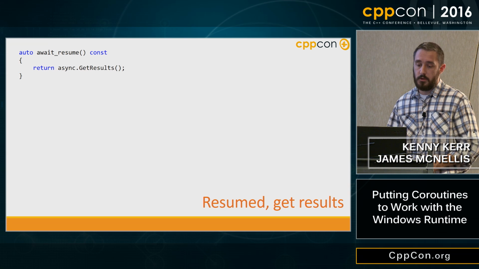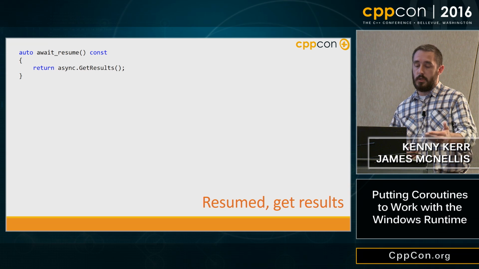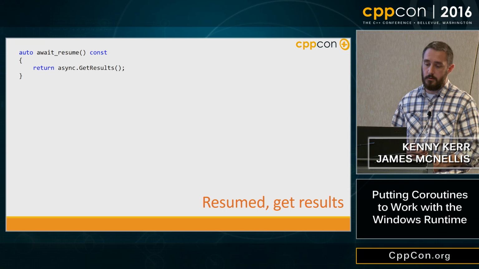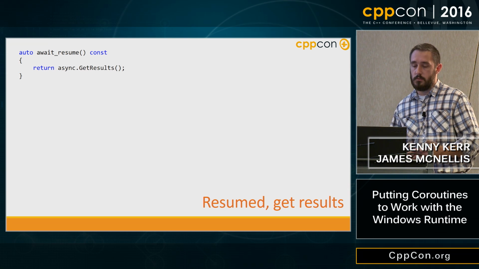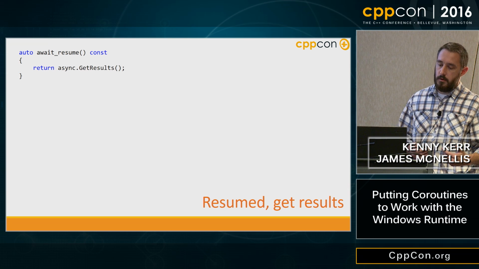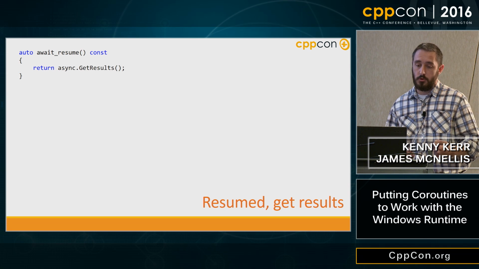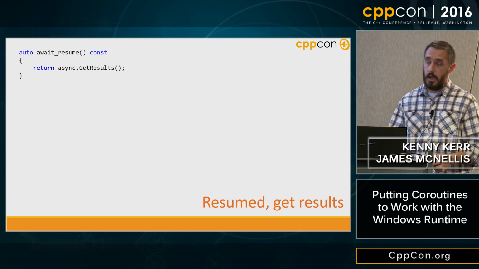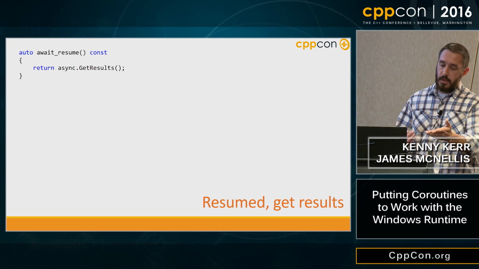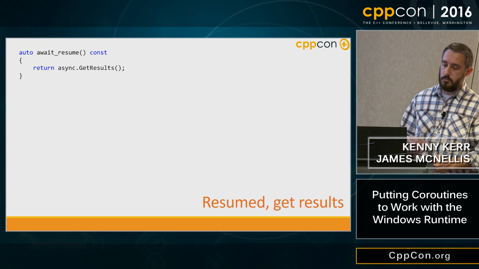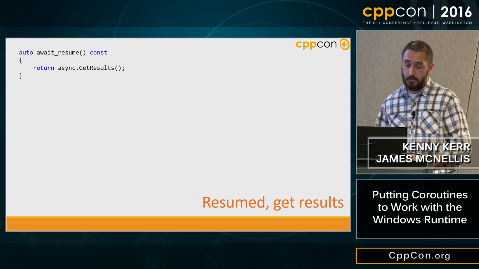When resumed, await resume is called, and we want to call get results. At this point, we know that the operation is completed, either successfully or with failure. And in both of those cases, we want to make sure that we get the result back. So if it's one of the async operation interfaces, we'll actually have a return value. If it's an async action, it returns void, but thanks to generic programming, we can use auto here, and it's one of the few places you really want to use auto, but certainly this is a great example of that.